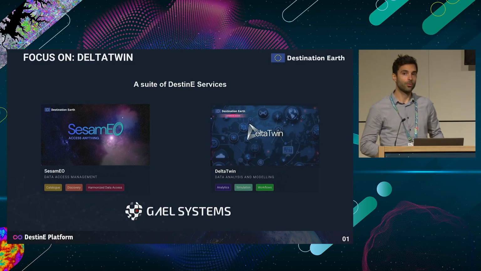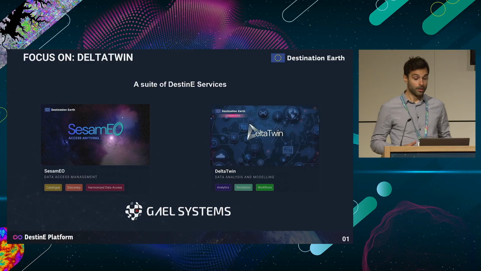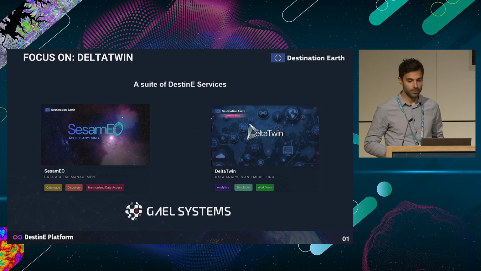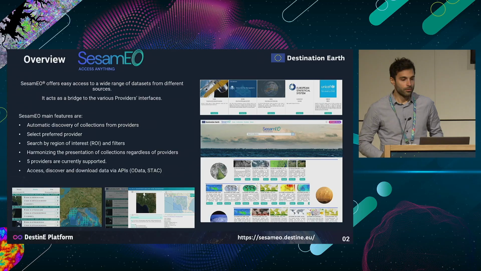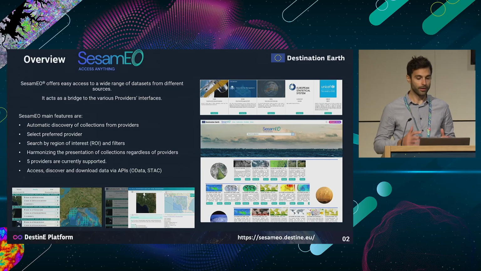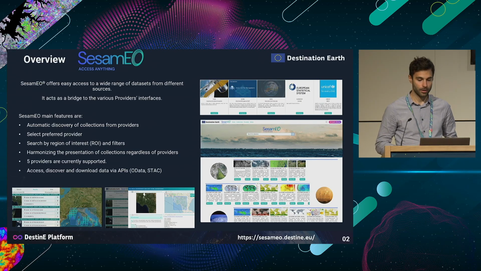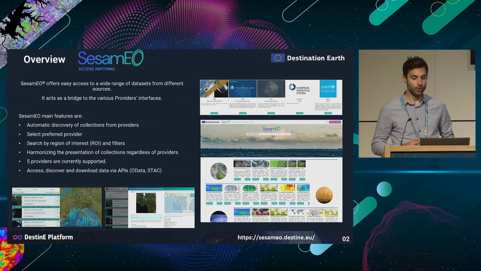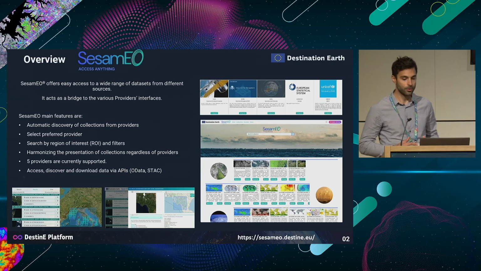So today I'm going to introduce you two services developed by Gael Systems and available on the DestinE platform, Sesamio and Delta Twin. To start with, I will give you an overview of Sesamio, an Earth observation data catalog designed to work as a complementary service with Delta Twin. The idea behind Sesamio is to serve as a single entry point for accessing all your datasets, whether they are Earth observation data, statistical data, or other types. It acts as a bridge between you and various providers' interfaces, offering a unified overview of all your data collections in one place.